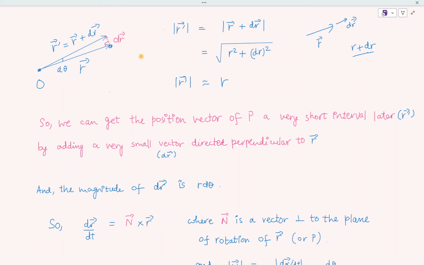तो हमें उसका मैग्नीट्यूड तो पता है, उसका मैग्नीट्यूड तो r d theta है. So that is something that we already know. But what about the direction of dr? तो डायरेक्शन dr का क्या होना चाहिए था, वो हमने ऐसे कंक्लूड किया कि अगर मैं dr को r के परपेंडिकुलर करके ऐड कर दूं r में तो काम बन जाता है. That is what I showed in the initial part of the video over here.